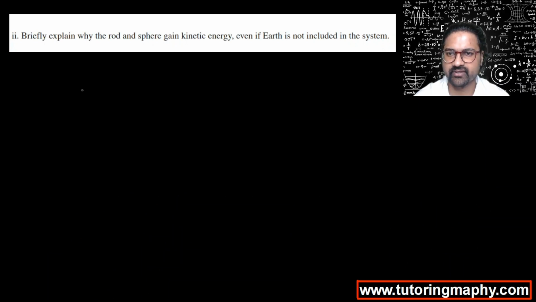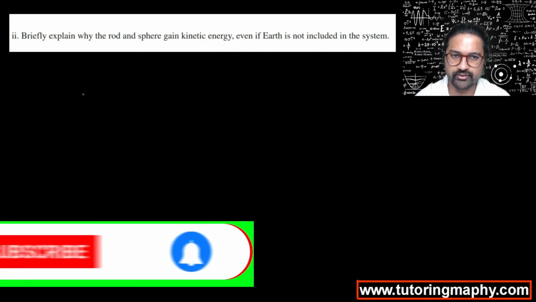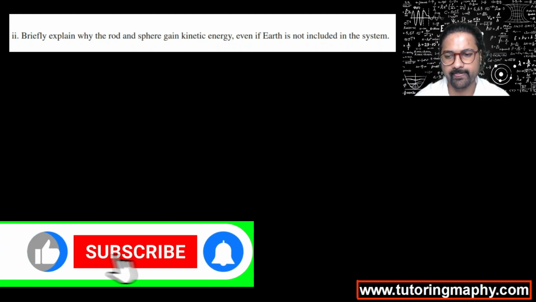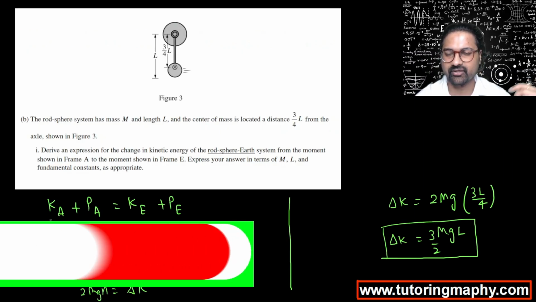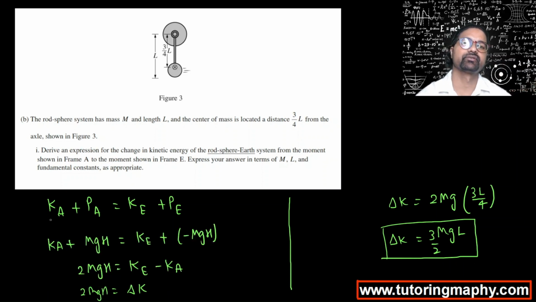The last question which we have is, briefly explain why the rod and sphere gain kinetic energy even if Earth is not included in the system. Okay, so mg is still acting, right? mg is still acting, but now mg will be considered as an external force because Earth is not a part of the system. So we cannot say that the potential energy is mgh. mg is just an external force. It's no longer an internal force.